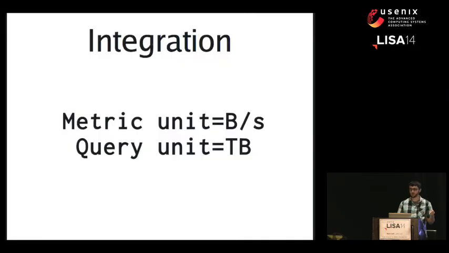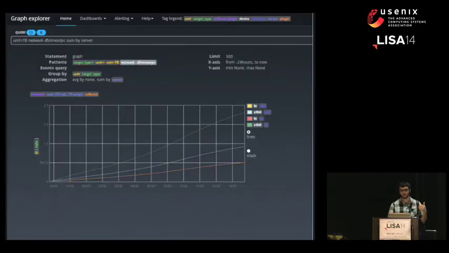We can take this a little bit further. Still the same metrics that are in bytes per second, if we query for them in terabytes, not per any time, it is actually automatically going to integrate our data for us. So now we can actually see the cumulative sum over time of the same data, but automatically integrated because that's the unit that we asked for.